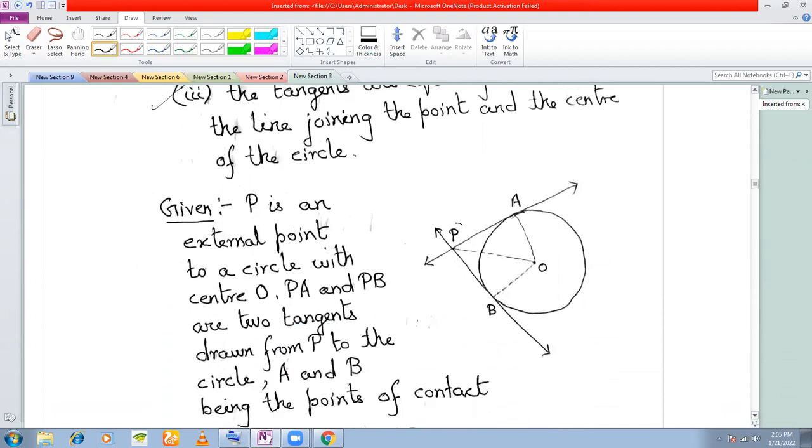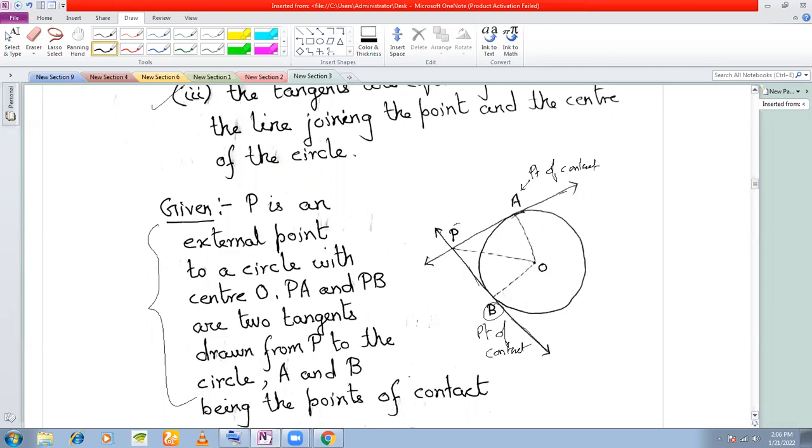If I have a point P here, and if I draw two tangents to the circle whose center is given to me, so this is given to you. What is given? The center of the circle is given, and the external point from which two tangents are drawn to the circle is given. And you also know the points of contact, A and B. These two are the points of contact.